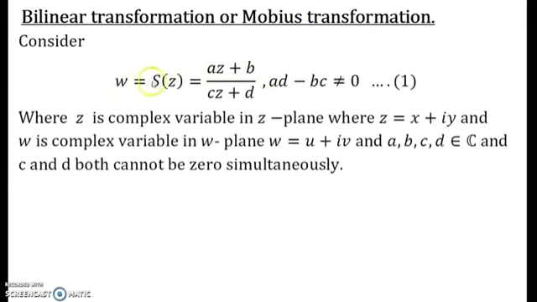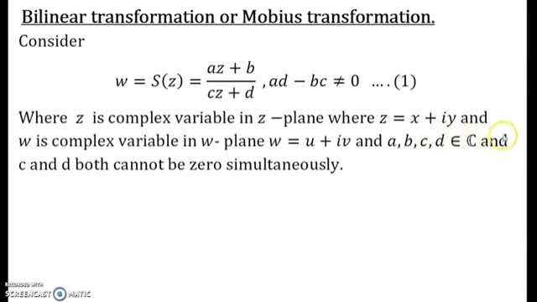So consider w equal to S of z, which is equal to (az plus b) by (cz plus d), where ad minus bc is definitely not equal to 0. Here z and w are defined as x plus iy and u plus iv. All the coefficients a, b, c, d belong to the complex set C.